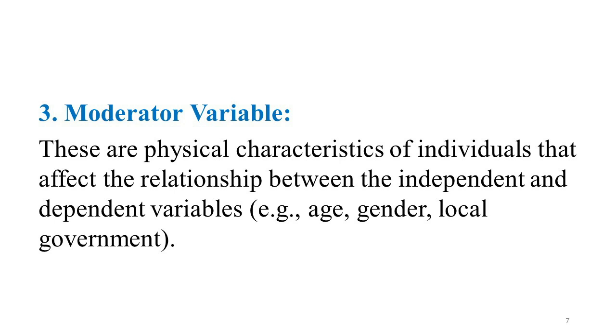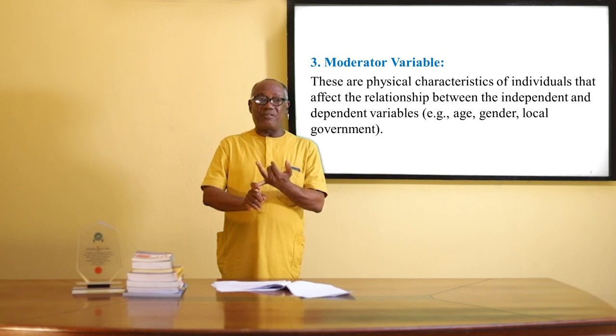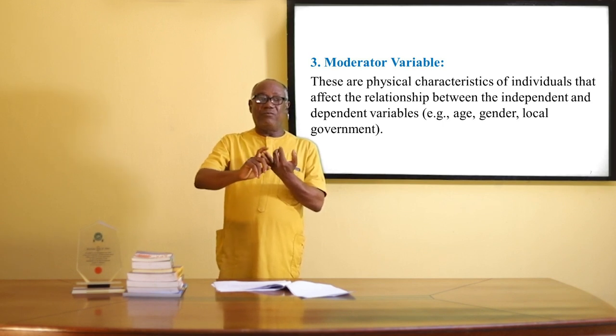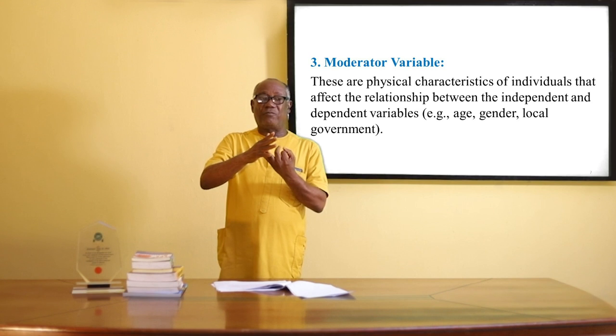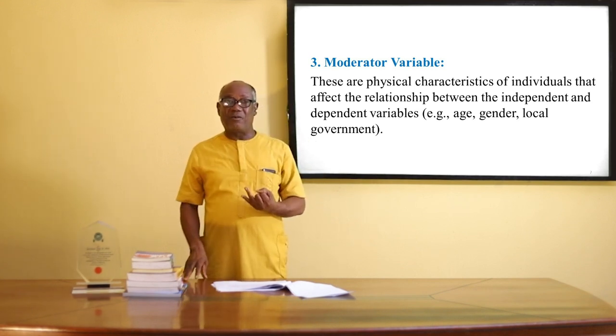We look at the meaning of moderator variable. Now, these are physical characteristics of the individual which will affect the relationship between the independent variable and the dependent variable. For instance, we said that when you teach students with lecture method and teach another group with discussion method, you want to find out whether the performance of the students will differ based on these two methods.